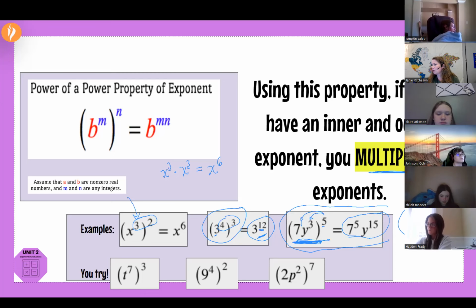For the you try. Oh, for the next one? Gotcha. All right, so you guys try these 3 problems, please. Send me the answers. Ashlyn's already done the first one. Let's leave our answers in exponential form, guys. Exponential form, please. Your calculator is not going to do these for you.